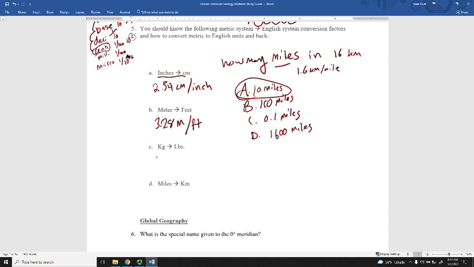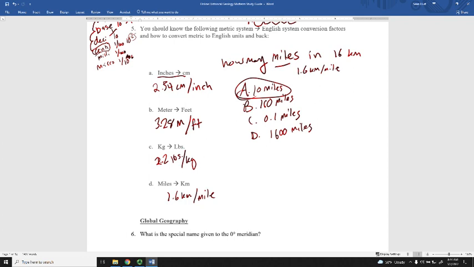For kilograms to pounds, you have 2.2 pounds per kilogram. For miles and kilometers, you have, like I said, 1.6 kilometers per mile.